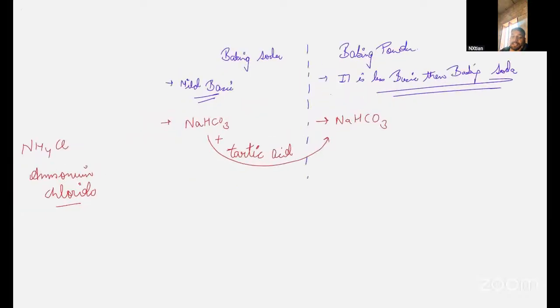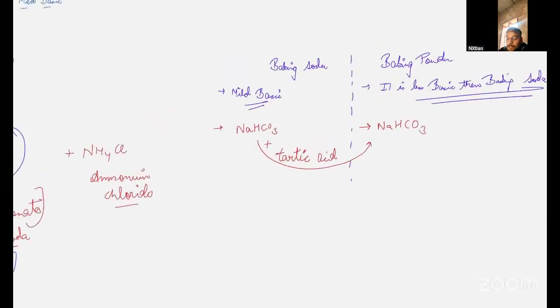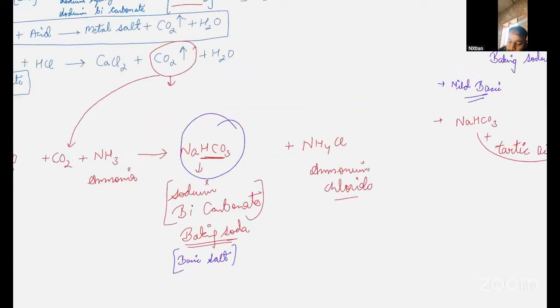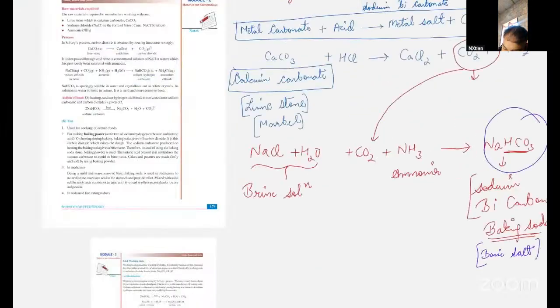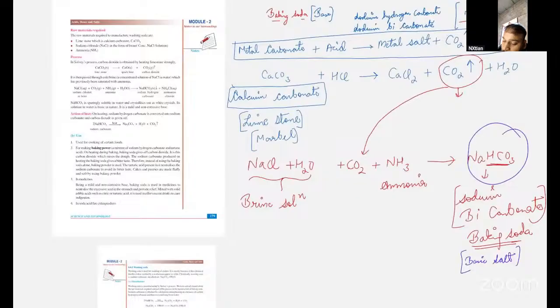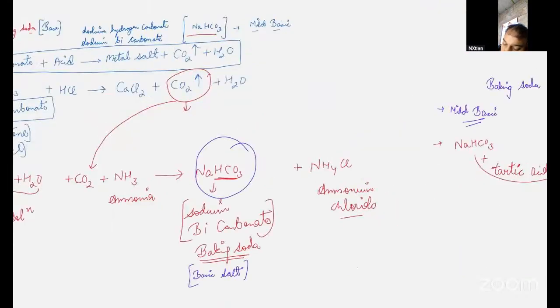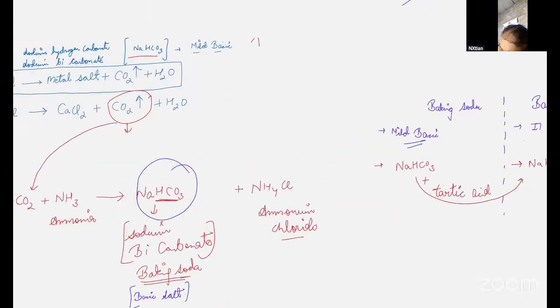So this is basically the baking soda and baking powder. Now this process is called the Solvay process. We got this by the help of Sir Solvay. Solvay process.